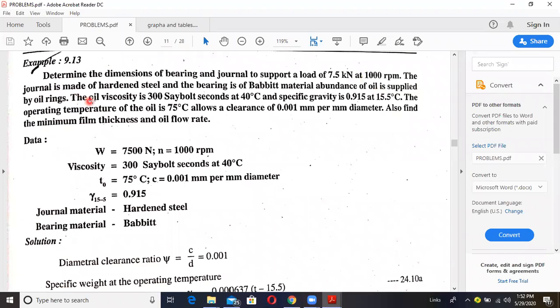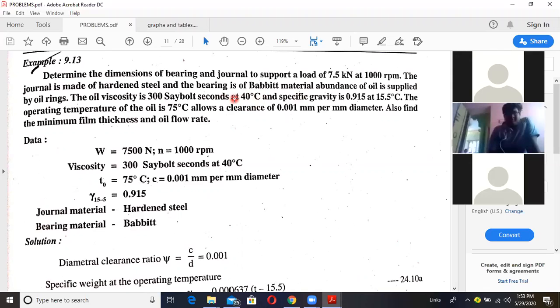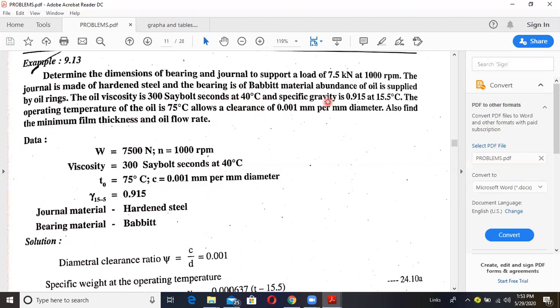And they told that the oil viscosity is 300 Saybolt seconds at 40 degrees Celsius. In the previous problem they gave kinematic viscosity and temperature. Now here they have given viscosity in Saybolt seconds at 40 degrees Celsius. By using this, we are going to calculate the absolute viscosity. Next, they have given specific gravity as 0.955 at 15.5 degrees Celsius. The operating temperature of oil is 75 degrees Celsius.